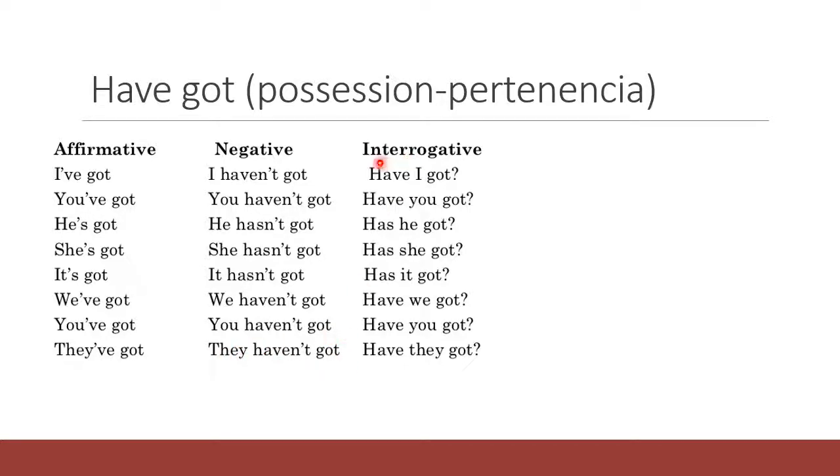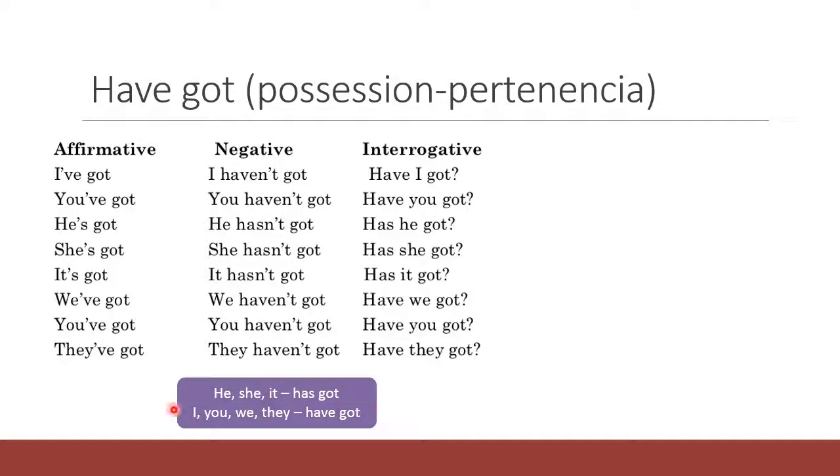For the interrogative sentences, we have to use the verb first. In this case, have or has go first. Have I got? Have you got? Has he got? Has she got? Has it got? Have we got? Have you got? And have they got?